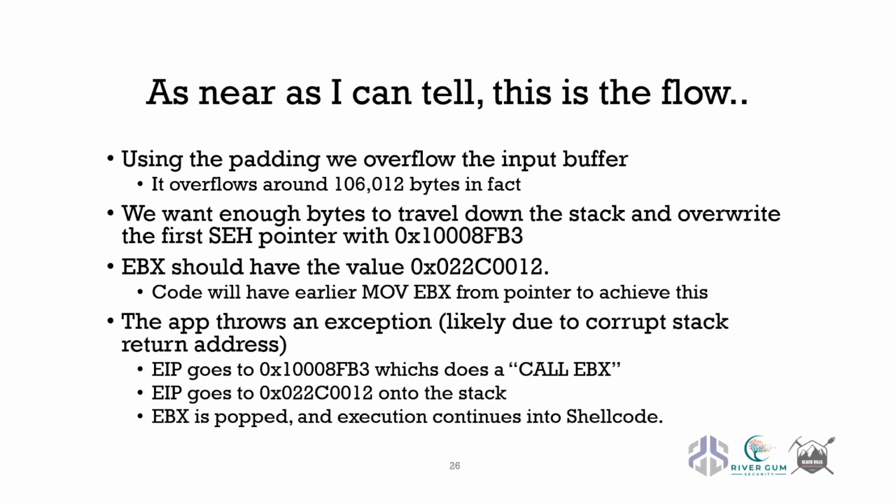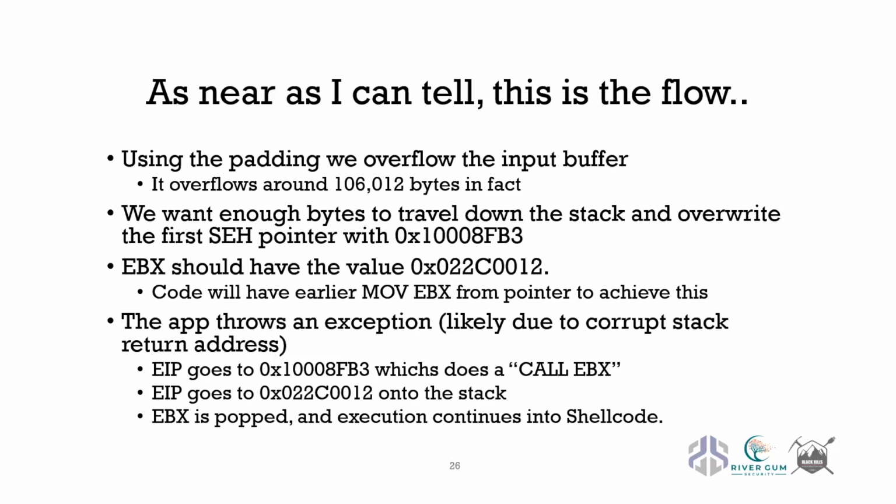Then right after that, we write in the value 0x22C0012, and the code earlier in the actual application itself will have had a move EBX from a pointer to bring that into memory. So that value will end up in the EBX CPU register. Then, as we exploit this, the app throws an exception, most likely due to a corrupt stack return address or a stack canary pointer, although I do not think this was compiled with any stack protections. So probably the return address.